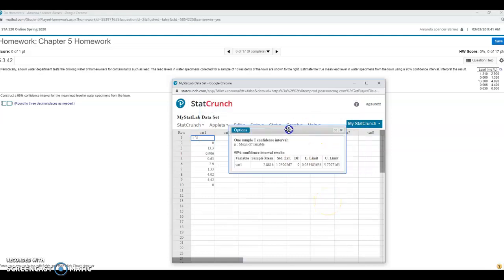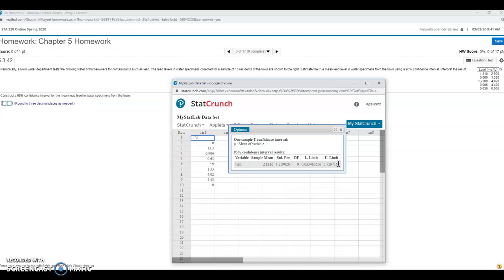It does a couple of other things for us. It gives us our sample mean and a standard error. It gives us our degrees of freedom, which notice is 1 less than our sample size, because degrees of freedom on a t-test is n-1, or 10-1 in this case, which is 9. It gives us our lower limit, 0.033, and our upper limit, 5.729, which we would round to 5.730, and that is our confidence interval.